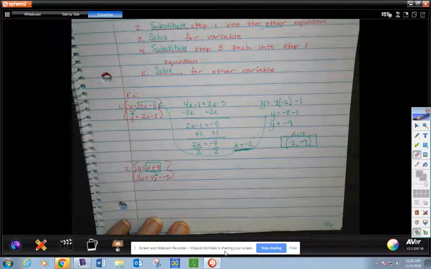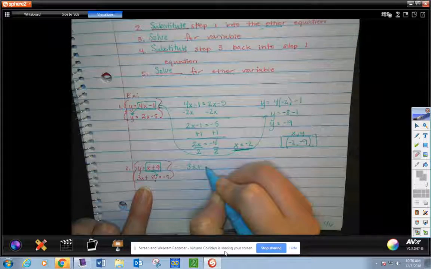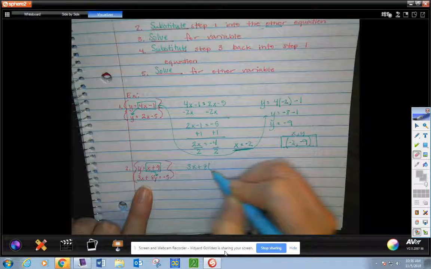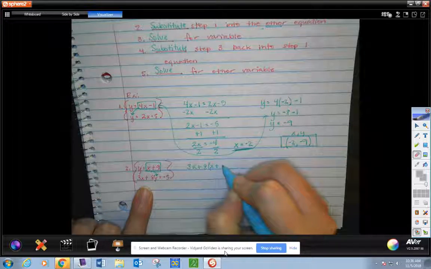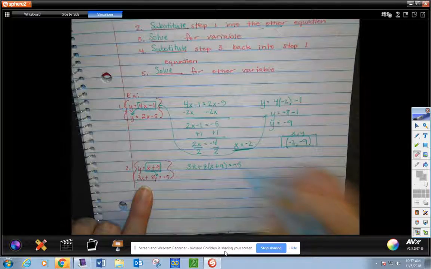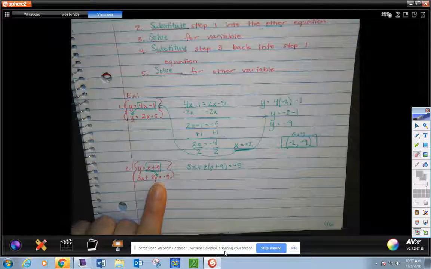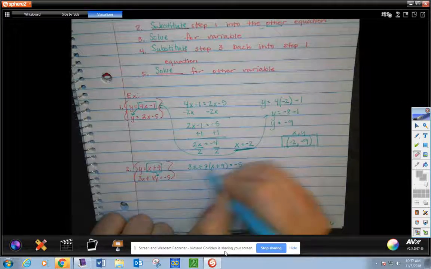and I'm going to take that box and plug it into the y in the other equation. So my other equation will become 3x plus 8, and instead of y, I'm going to open up parentheses and do x plus 9, close my parentheses, equals negative 5. I literally just replaced the y with what y equals. Now I'm going to distribute and solve.